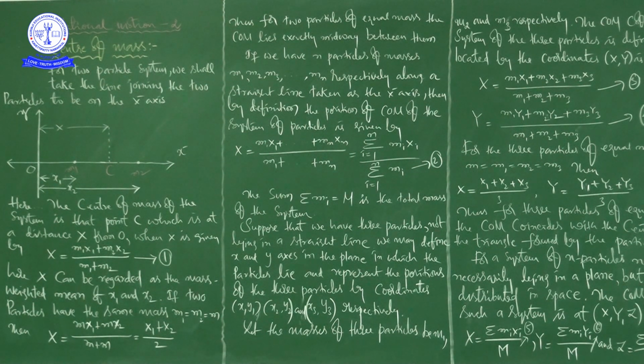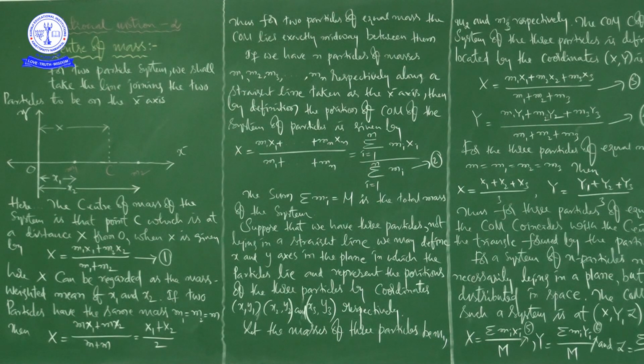Next, if two particles have the same mass, m1 and m2 having the same mass, then you can write m1 is equal to m2 is equal to m. When you write these values here, x is equal to m into x1 plus m into x2 divided by m plus m, that is x1 plus x2 by 2. So when two particles have the same mass, x is equal to x1 plus x2 by 2.